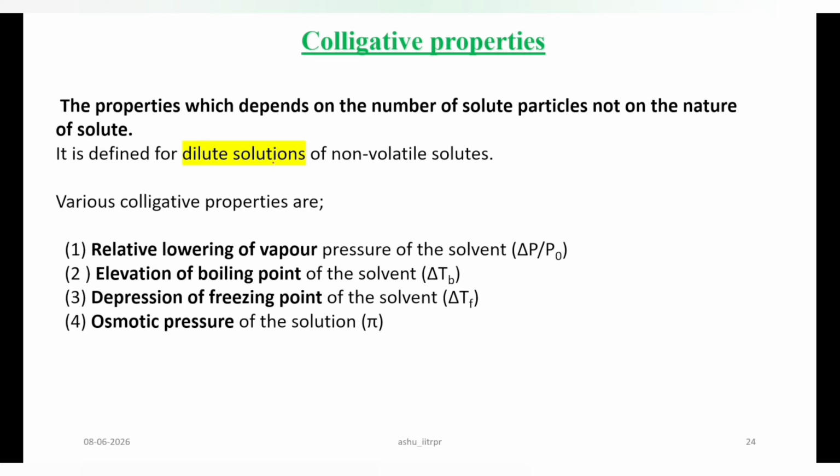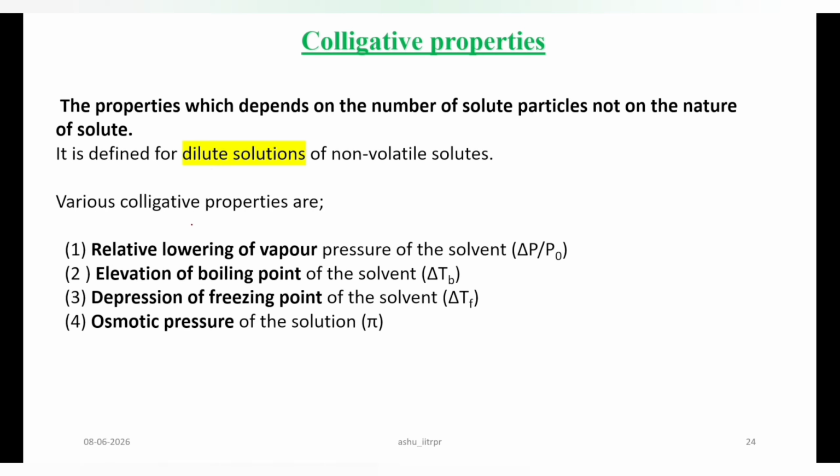Before we start, again this is very important: colligative properties are defined for dilute solutions only. Dilute solution means one in which the solute is present in a very small quantity in comparison to the solvent, because we will be doing some approximation where we will be eliminating the concentration of solute. That is why this assumption is important. It is defined for dilute solutions of non-volatile solutes only.